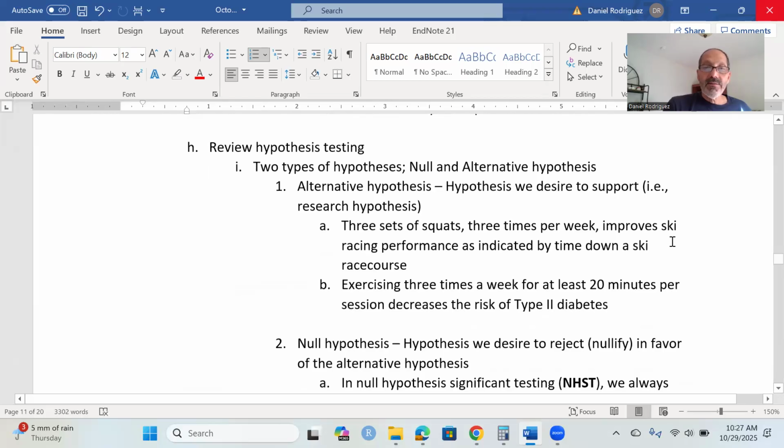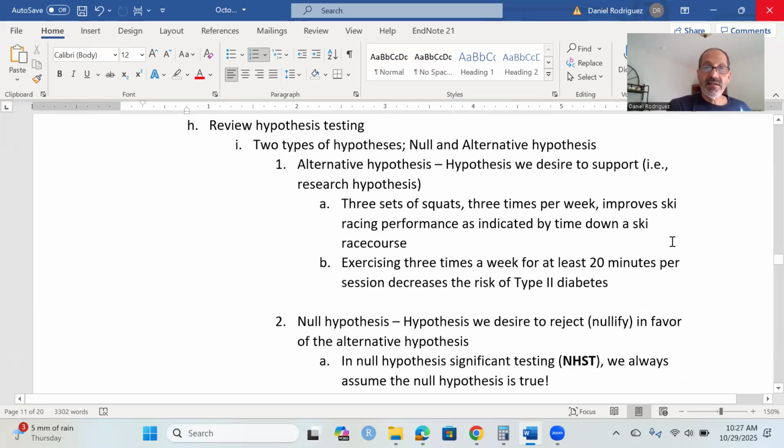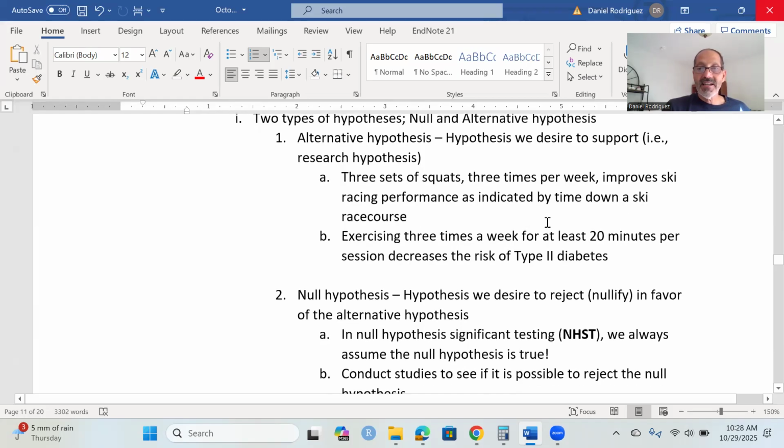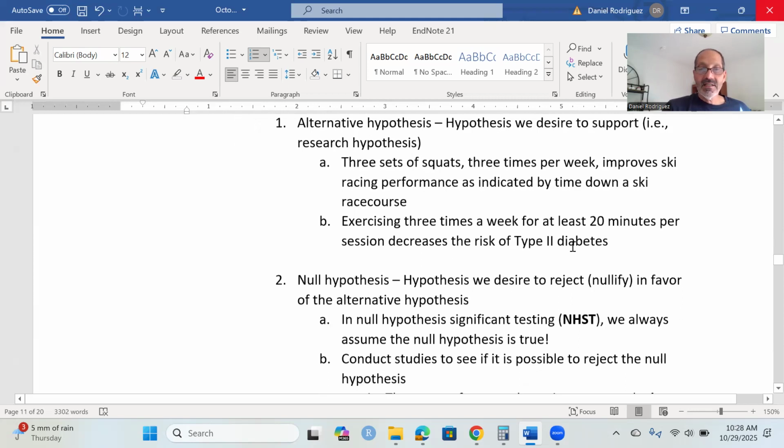Just a quick review of hypothesis testing since we're talking about hypotheses. There are two types of hypotheses, and this is null hypothesis significance testing. There's a null and an alternative hypothesis. The alternative hypothesis is really our research hypothesis, the hypothesis we wish to find support for. Here are some examples: 3 sets of squats 3 times per week improve ski racing performance as indicated by time down a ski race course.